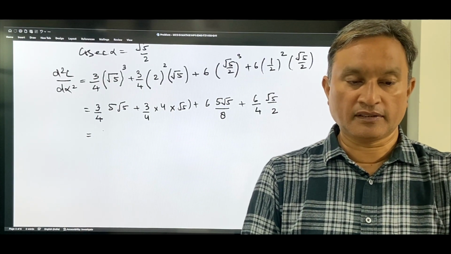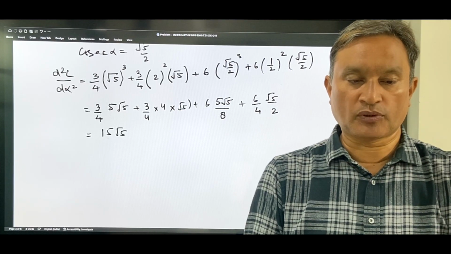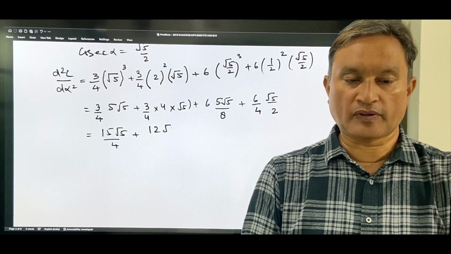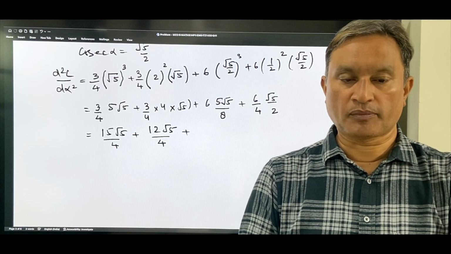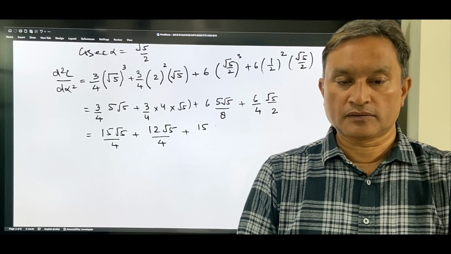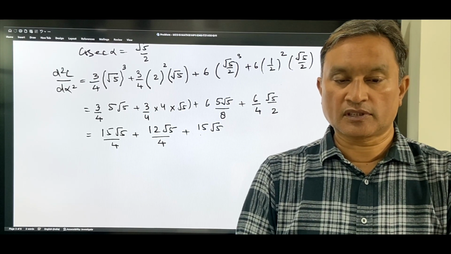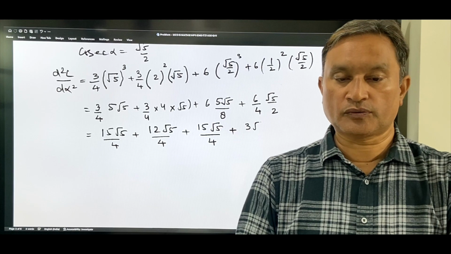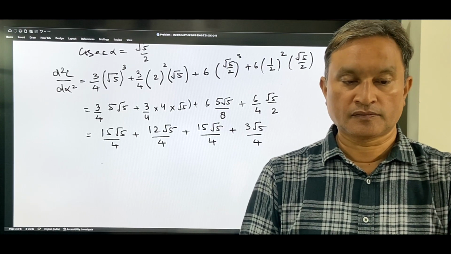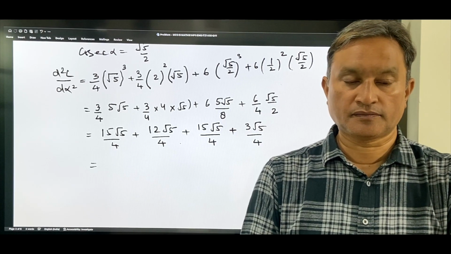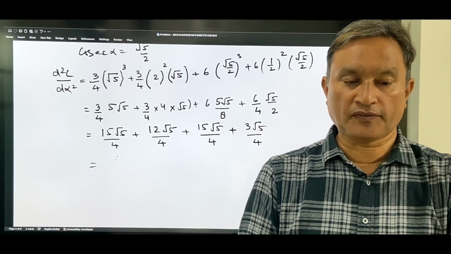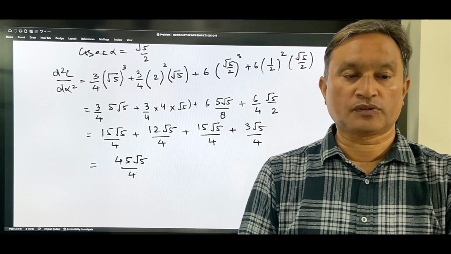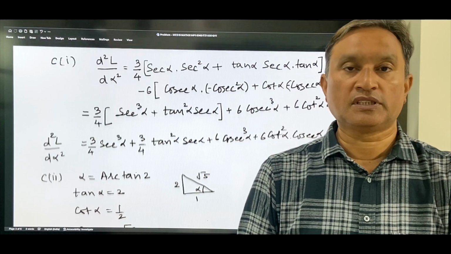Now further we will simplify. So 15 root 5 upon 4 plus 12 root 5 upon 4 plus 15 root 5 upon 4 plus 3 root 5 upon 4. So the answer would be 45 root 5 upon 4. So this is the solution of the C2 part.